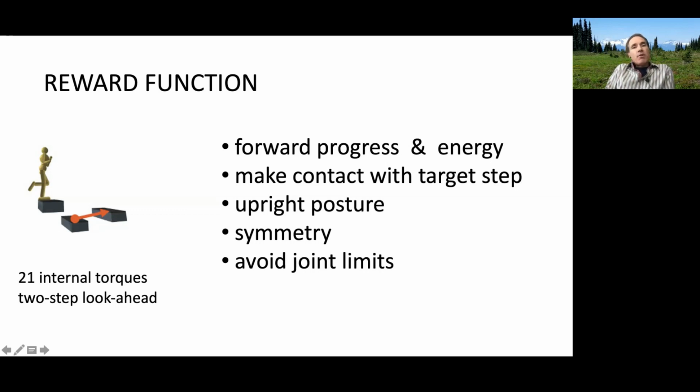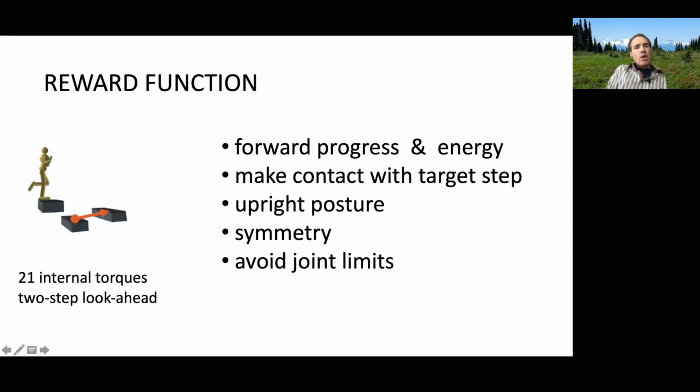And we've got a reward function, just to give you some details. It's going to reward forward progress and energy. It will also be rewarded for making contact with the target step and how close you step to that target location. So that's kind of a one-time bonus you get on each step. To get it to look reasonable stylistically, it will be rewarded for having an upright posture. And we're going to impose a symmetry, a soft constraint on the policy, so that the policy prefers symmetric motions. And then lastly, we're going to encourage it to not slam into the joint limits, so there'll be one last term there.